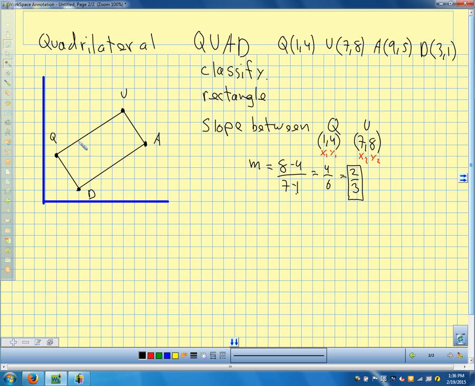Now I want everybody to find the slope between D and A. D is 3,1 and A is 9,5. All right, so everybody on your sheets, you go through the calculation. I did an example. Everybody go through the calculation and figure out what that slope is. So put the points up there, calculate that slope.